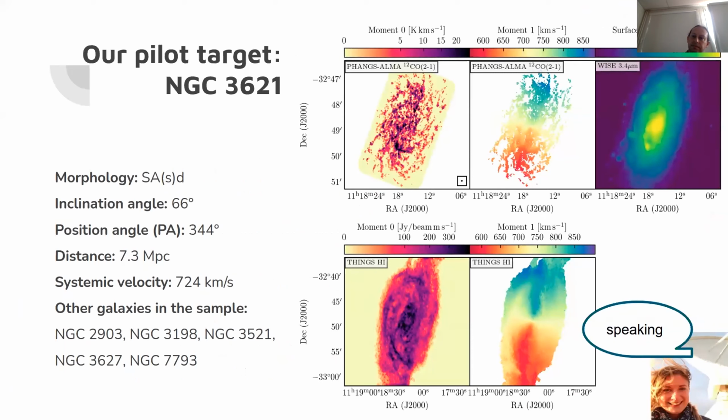Together with the pilot target, we also derived the rotation curves and mass profiles for all the galaxies listed here. On the right side, we can see the data that we used for the analysis: moment one maps, moment zero maps, and also the near infrared data. As you can see, the stellar component and atomic gas component appear to be more spatially distributed across a galaxy, as opposed to the molecular component, which appears to be distributed in the central inner kiloparsecs of the galaxy.